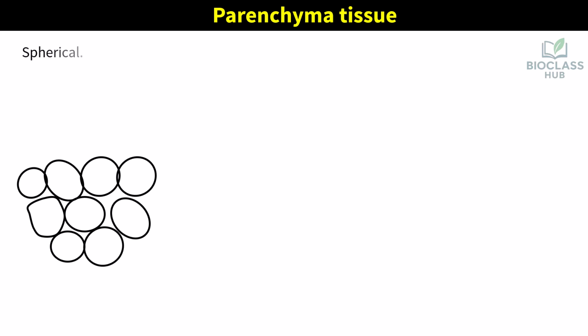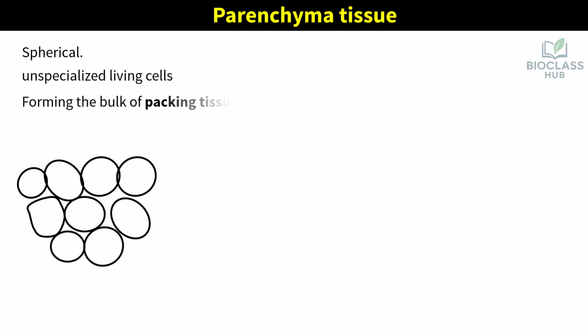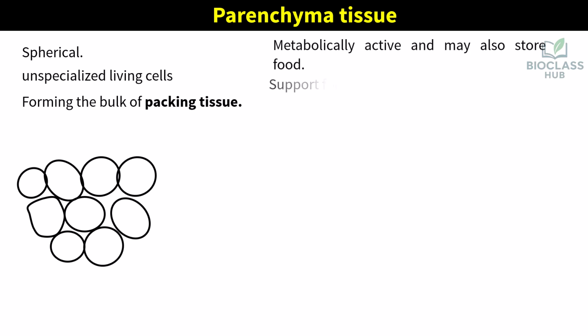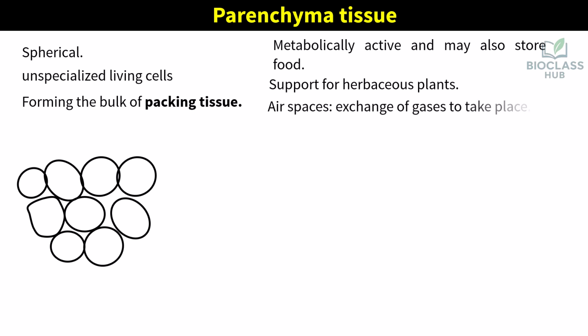Parenchyma tissue. Parenchyma cells are usually spherical. They are unspecialized living cells forming the bulk of the packing tissue within the plant. They are metabolically active and may also store food. When tightly packed and turgid, they provide support for herbaceous plants. Air spaces around parenchyma cells allow the exchange of gases to take place.